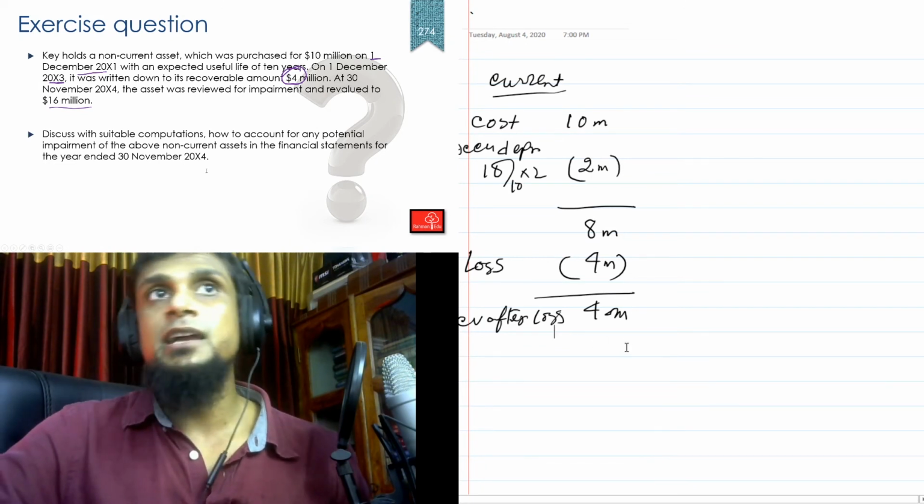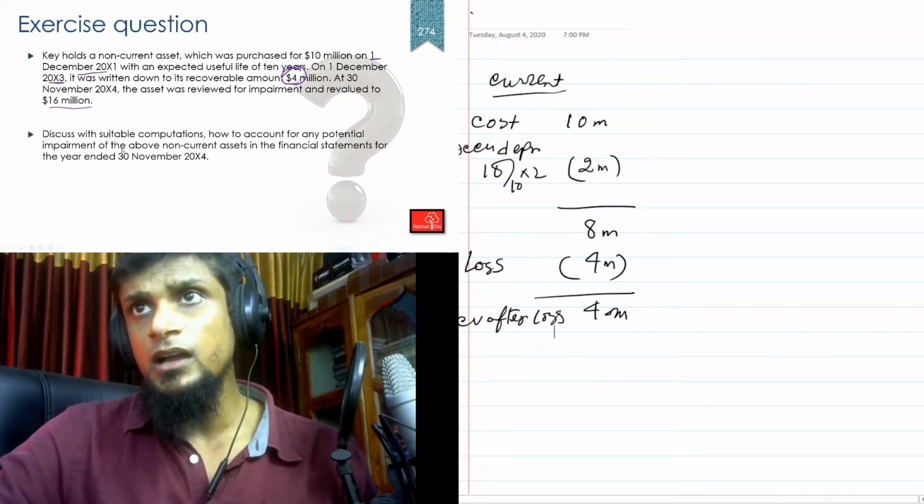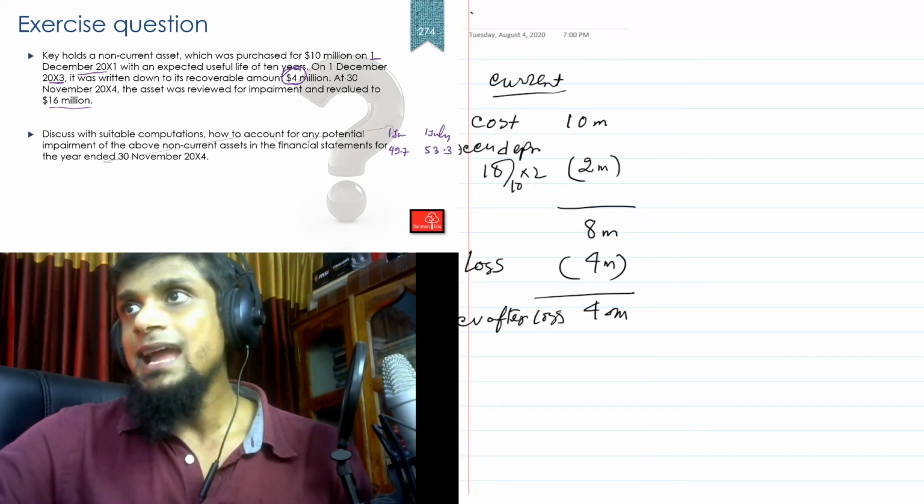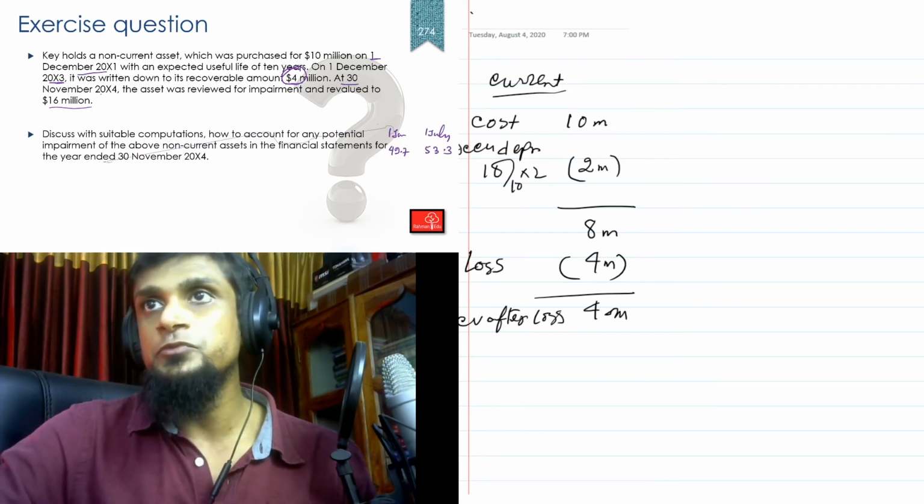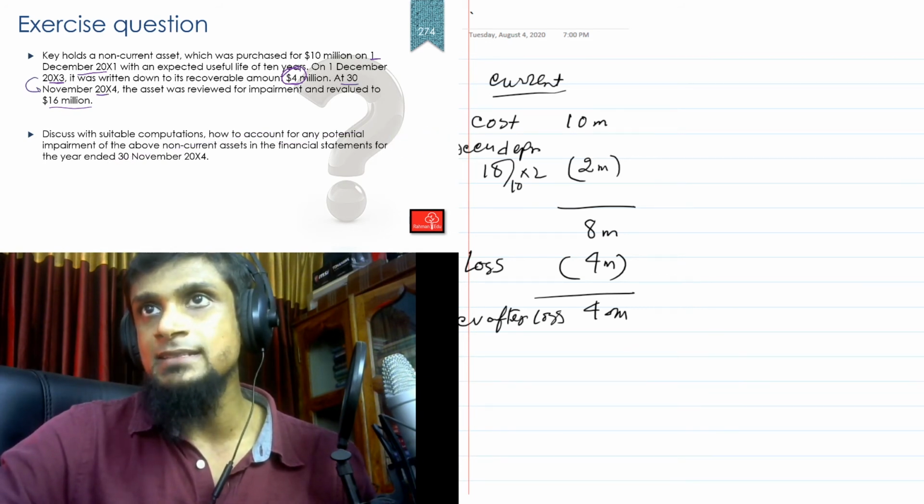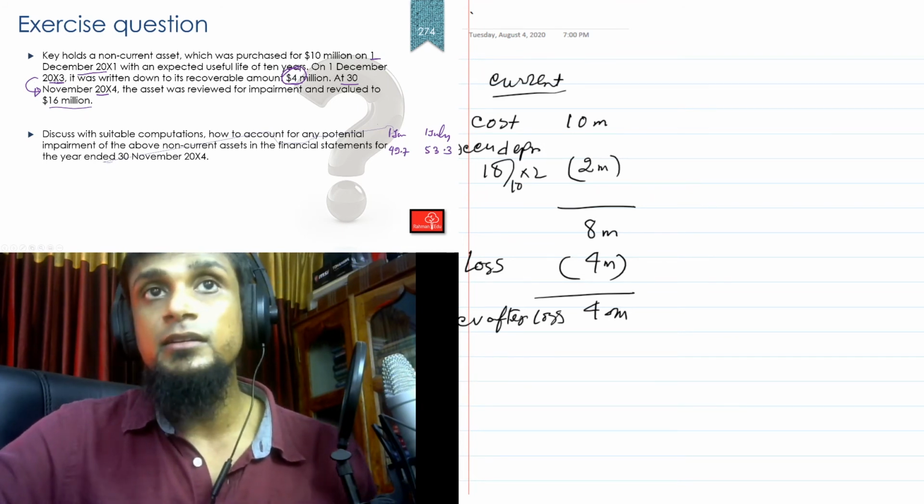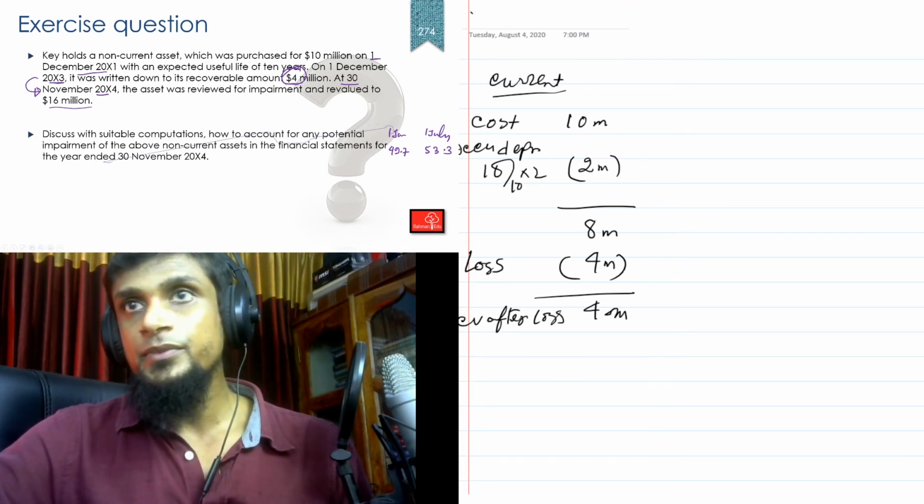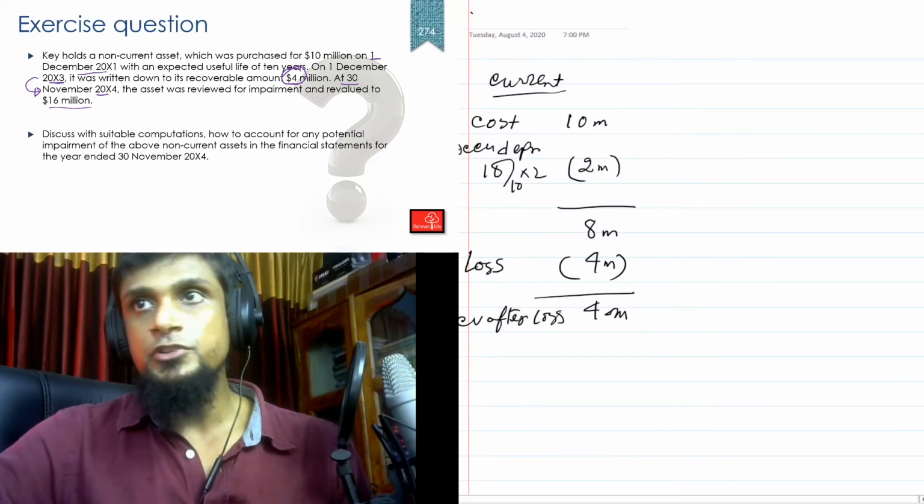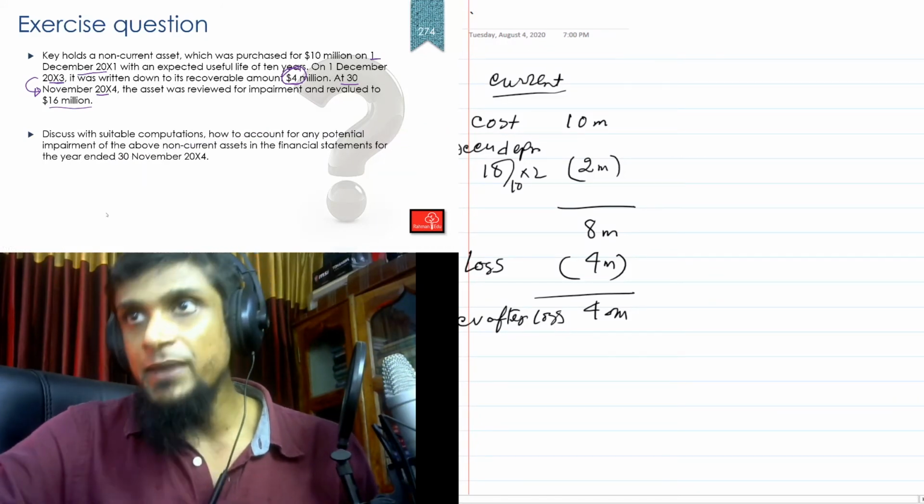Then further time passed. How much further time passed? At 30 November 2004 means another 1 year has gone. So we need to depreciate it for another 1 year. Let's do that now. After impairment, of course, we need to re-estimate the life.